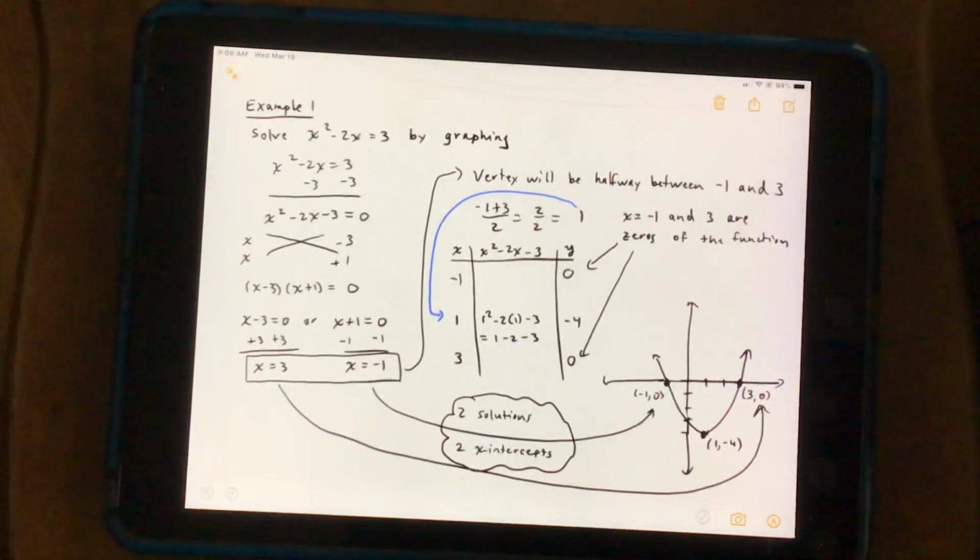So I'm going to go ahead and plot the points that have shown up in my table of values. Again, I'm only going to use 3 points, the vertex and the zeros of the function. And I know I have 2 solutions. X is equal to negative 1 or 3, and my graph shows that.